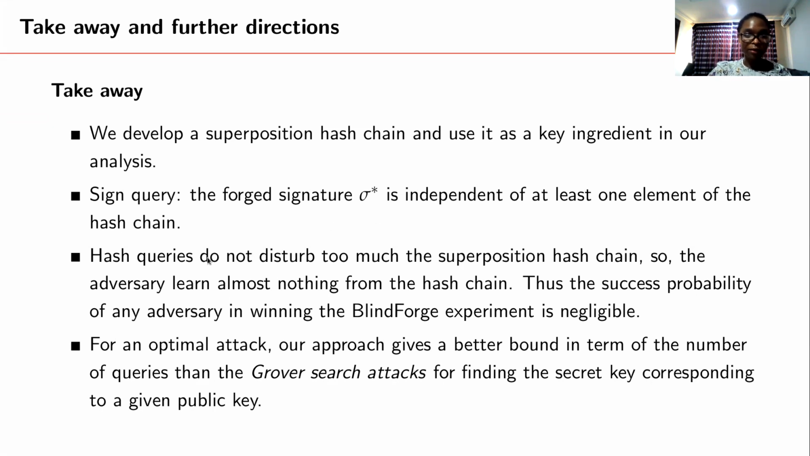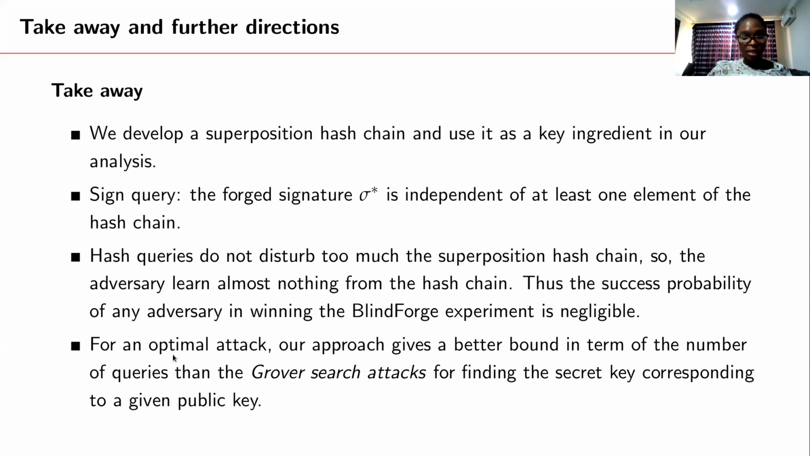And we also show that even when the adversary has access to the random oracle, the hash chain superposition is not disturbed too much. So the adversary learns insignificant information about the hash chain, and thus the success probability of an adversary of winning the blind forge experiment is negligible.